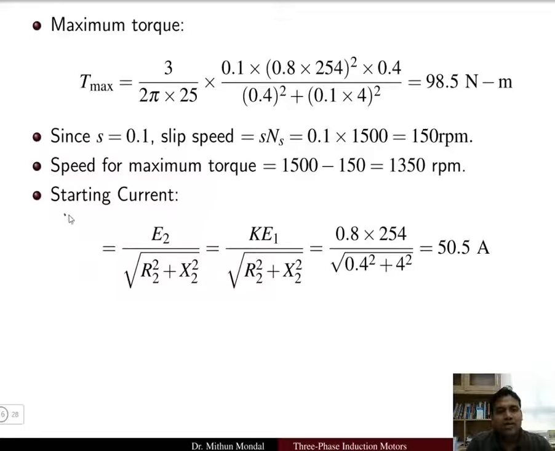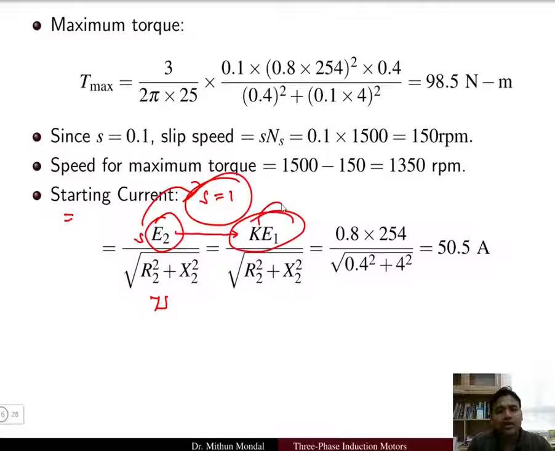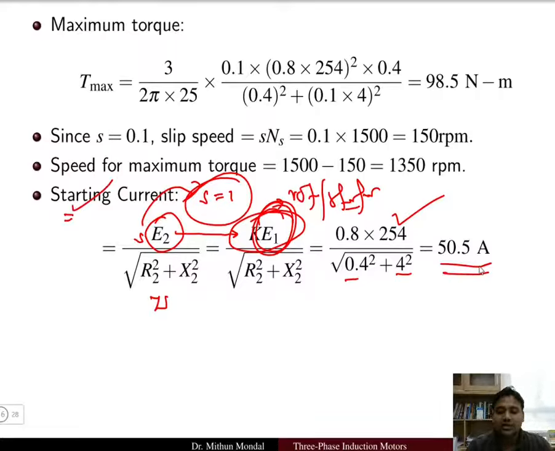Now we can find the starting current. Starting current is basically the voltage divided by the impedance. We know that during the starting the value of the slip is 1. So we can substitute the slip as 1, and the rotor induced EMF E2 is equal to K times E1, where K is the transformation ratio, rotor by stator turns ratio, and E1 is basically the induced EMF on the stator side per phase, which is equal to 254. The rotor resistance and reactance are given. So under the starting condition we get 50.5 ampere as the starting current.